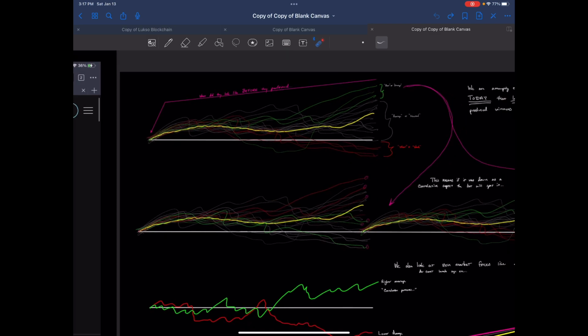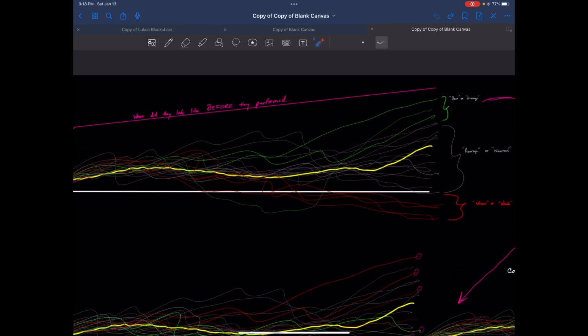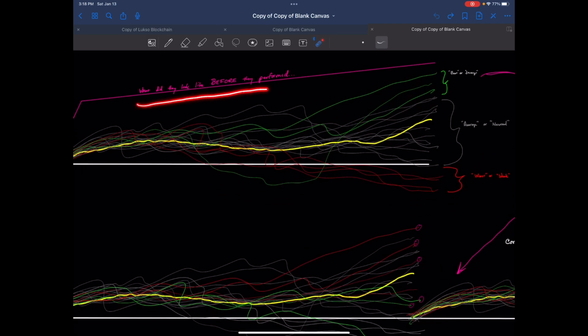This is what we want. We take the data for all of these projects, and what we do is come up with an information set for the winners, the average, and the weak performers. And what we do is we say, what did they look like before they performed? This is key to understanding what the bot is doing.